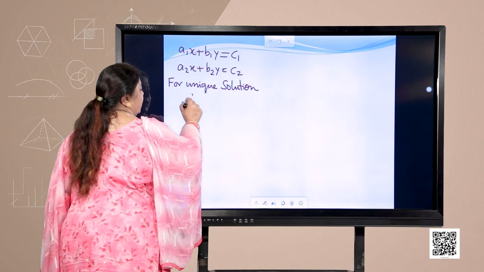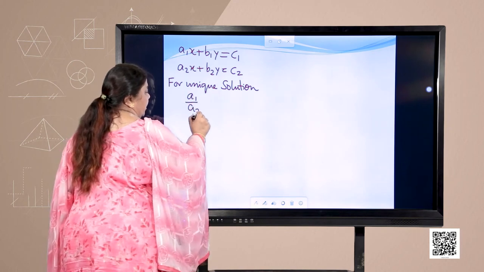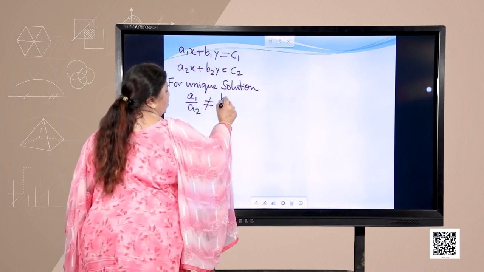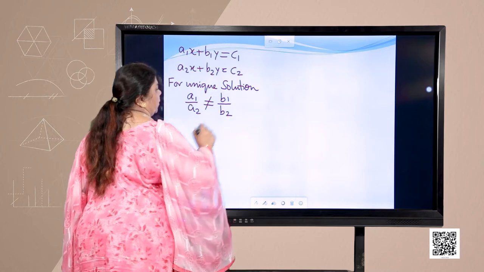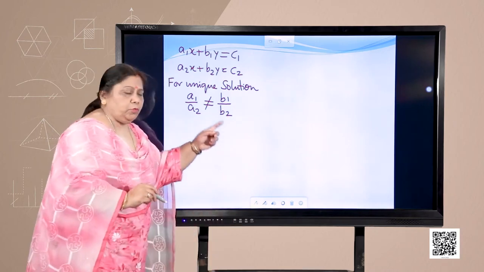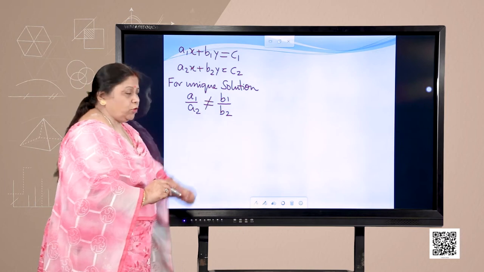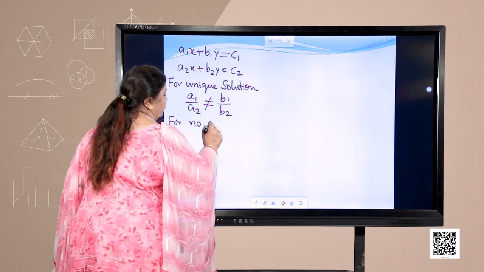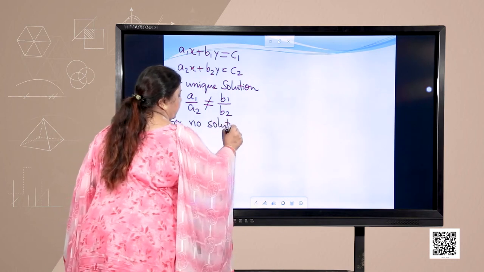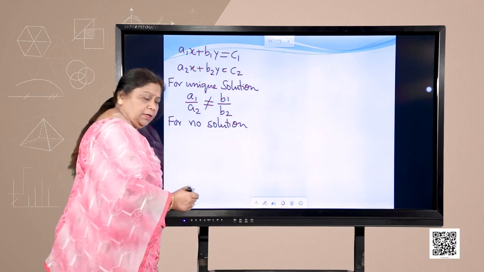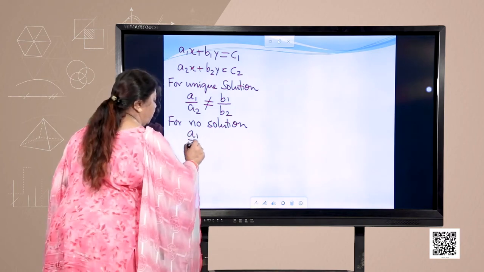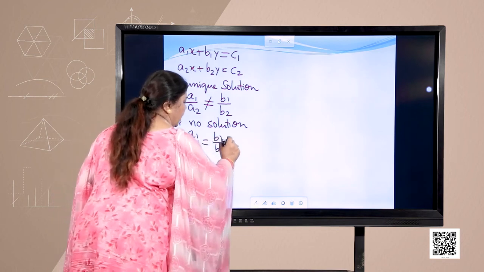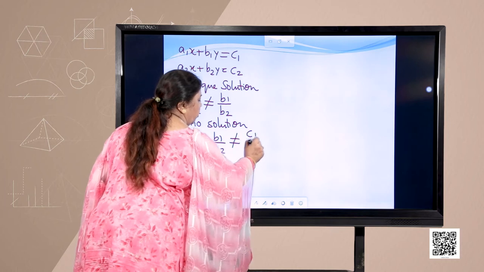For unique solution, the condition is a1 upon a2, that is the ratio of the coefficients of x, should not be equal to b1 upon b2. In this case, we will have a unique solution always. And next, let us take up no solution. For no solution, we will take a1 upon a2 is equal to b1 upon b2, and that will not be equal to c1 upon c2.